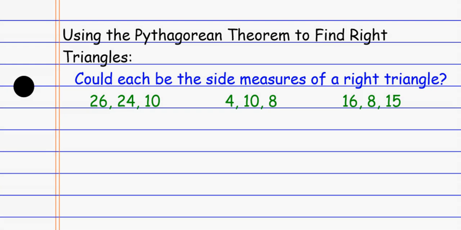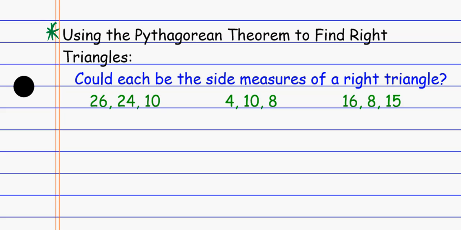I want to determine if these could be the side measurements of a triangle. And it says that we use Pythagorean triples for these, okay? But really, we could test this out with any values. It doesn't have to be Pythagorean triples, but we approach it the same way. I simply plug it into the Pythagorean theorem and see if it works.